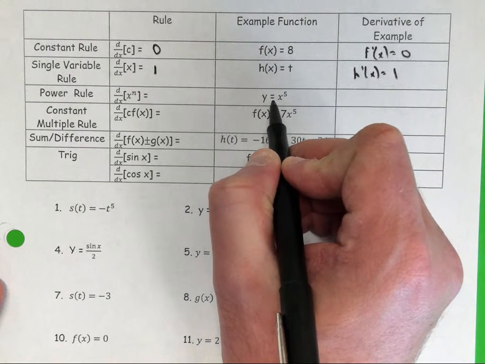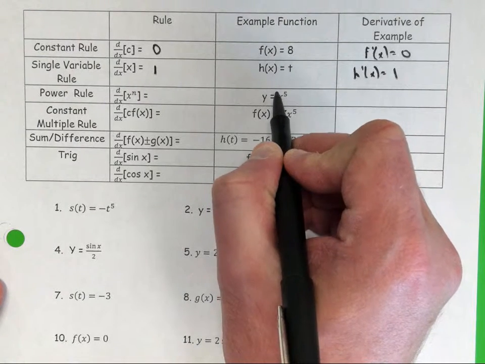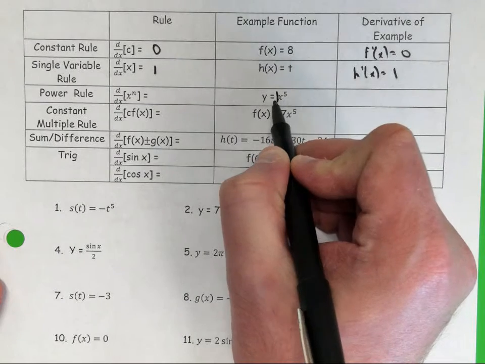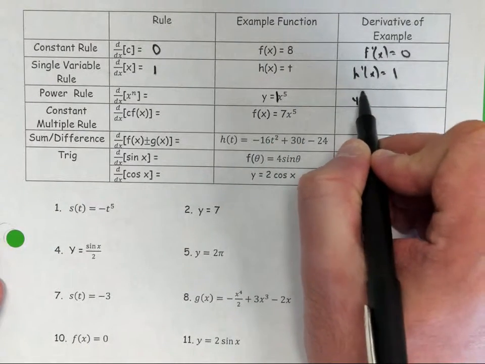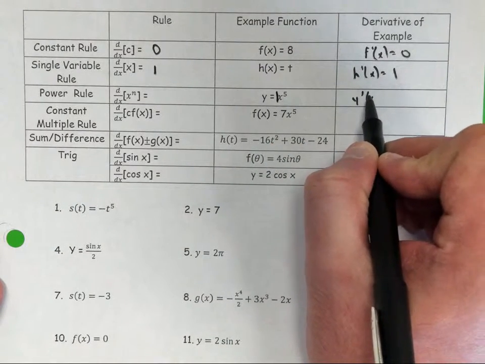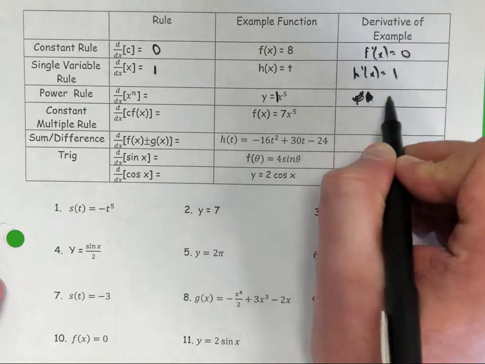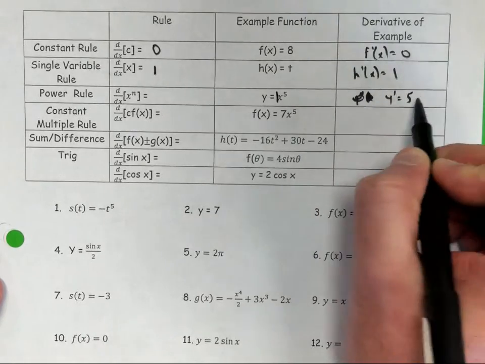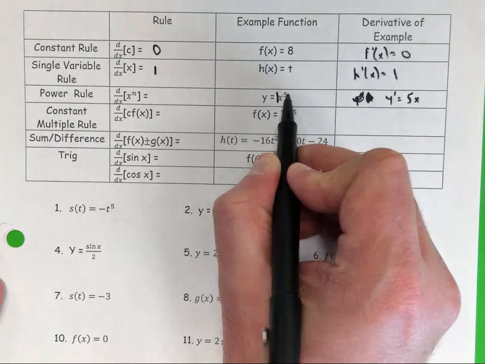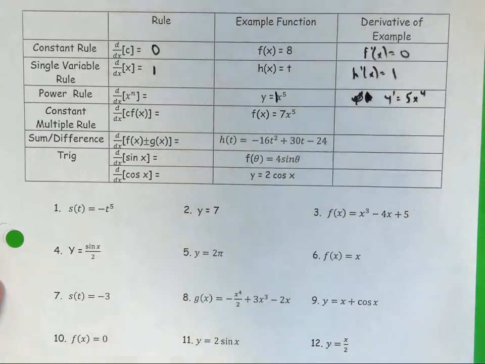You bring your exponent down and multiply by the number sitting right here. What's the understood number right here? 5 times 1 is? And subtract 1 off your exponent. What's 5 minus 1? That's your derivative. Okay, hold on.